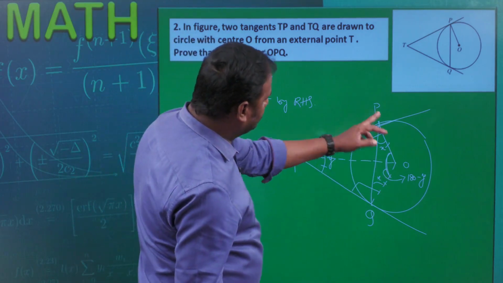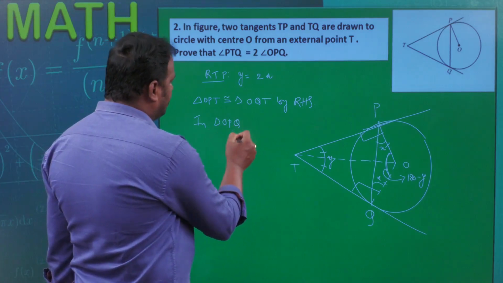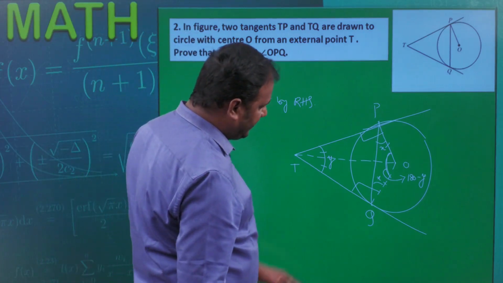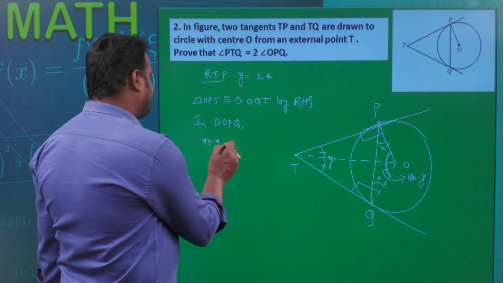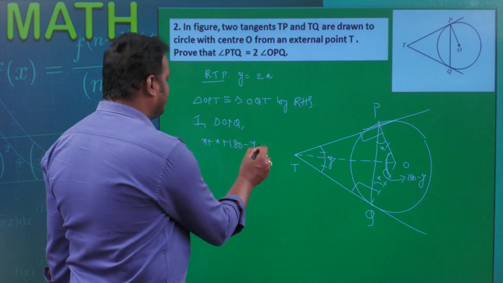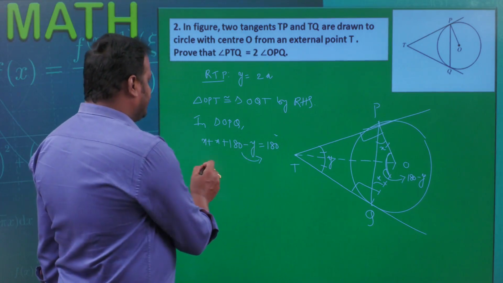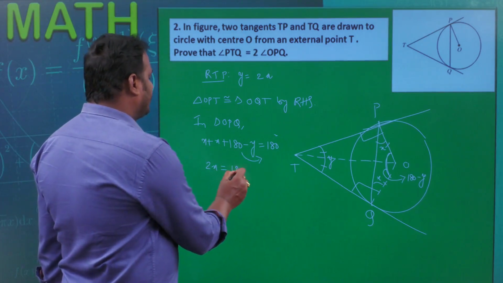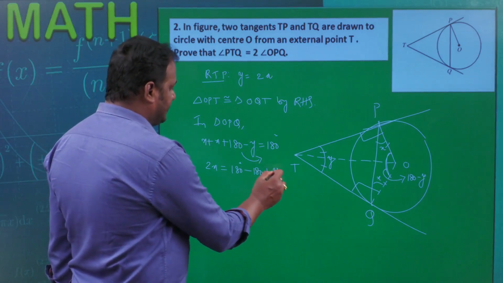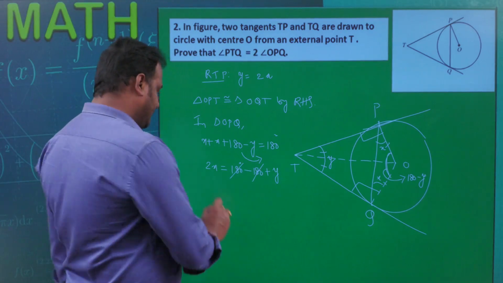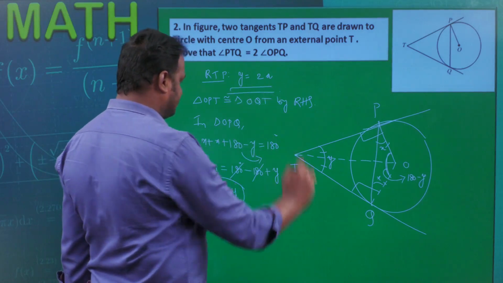Now coming to triangle OPQ, according to the angle sum property of a triangle, X plus X plus 180 minus Y is equal to 180 degrees, right? So when you transpose both of them to that side, X plus X is equal to 2X, is equal to 180, plus 180 would be minus 180, minus Y would be plus Y. So minus 180 plus 180 gets cancelled. 2X is equal to Y, so Y is equal to 2X, that is what you want.